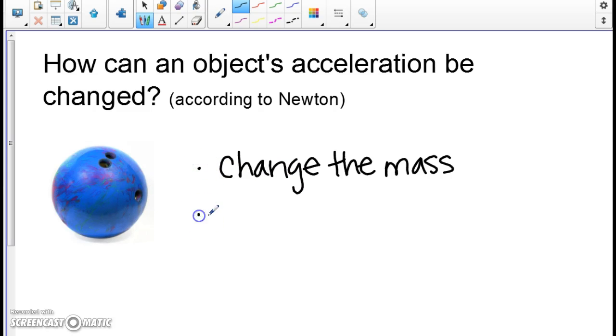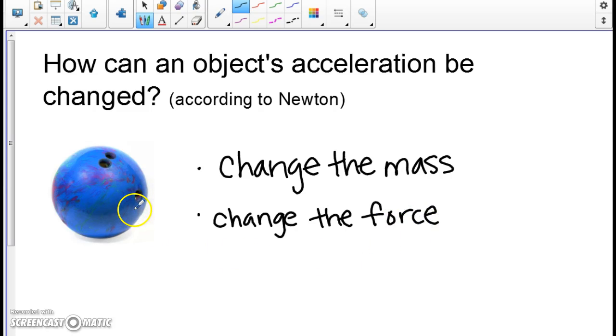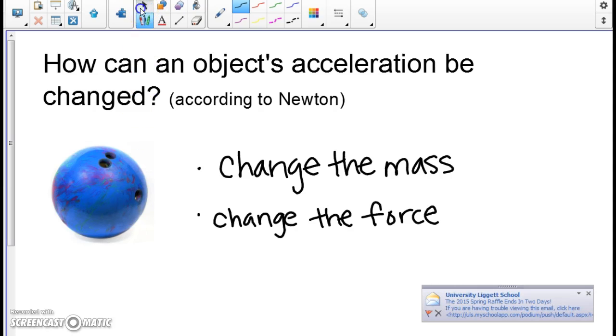The other thing that we can do to get the ball to accelerate and move faster down the lane would be to change the force. So we can put more force behind our throw, or we could put less force behind our throw. And in doing that, we can change the acceleration of an object. Now we're going to look at a few practice problems.